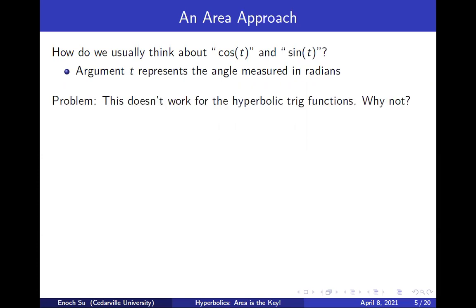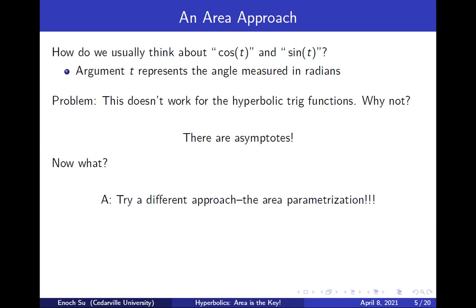While that might seem like a great idea at first glance, when we try to transfer this understanding into hyperbolic trig, it just doesn't work. And why not? Because remember, on the graph of the unit hyperbola, we see that there are asymptotes. And so we cannot get angles of pi over 4 radians or above that. So now we're stuck. But wait, is there some other way we can approach it? Well, it turns out we can if we try this area parameterization approach.